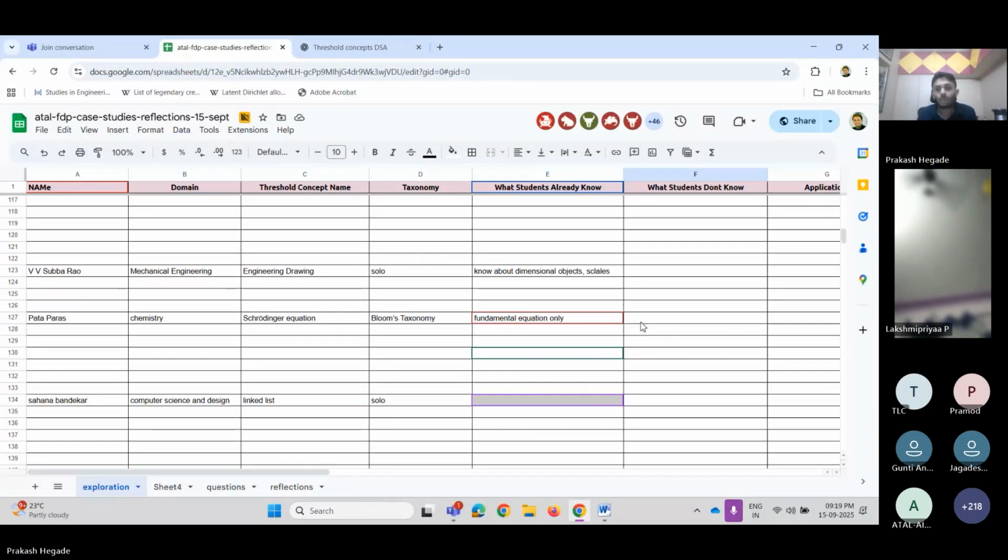Okay. Know about the dimensions of the object. Shubharao ma'am, yes, they know about dimensions of the object. They know about the scales. What else do they also know from the sociological perspective? The more sociological you add, the better your case study is going to be.